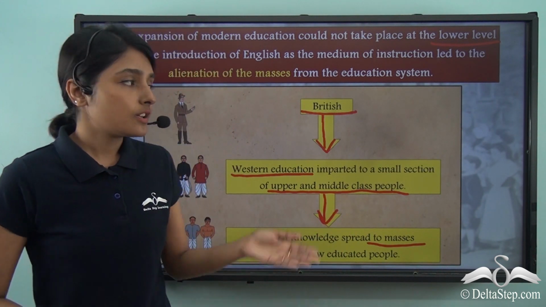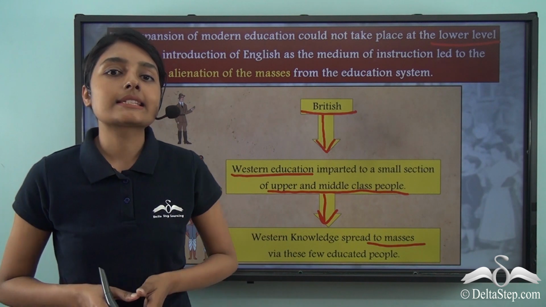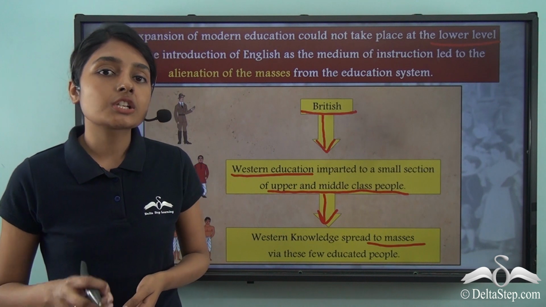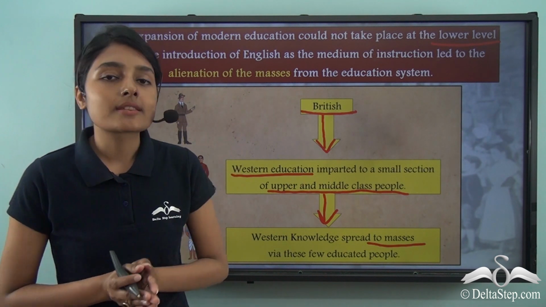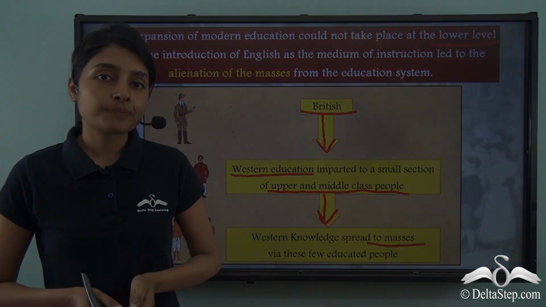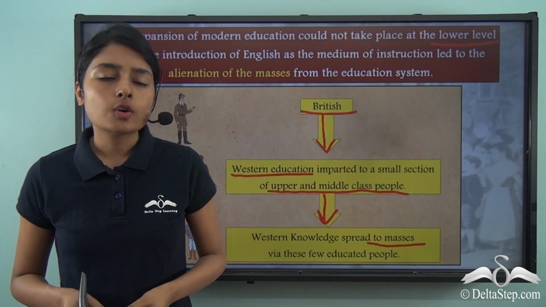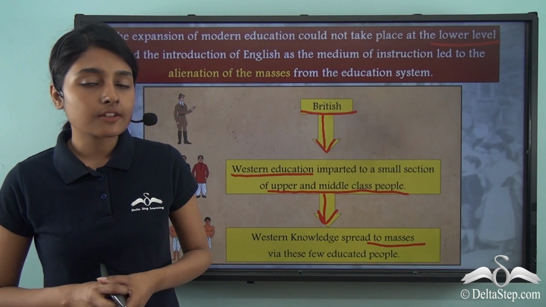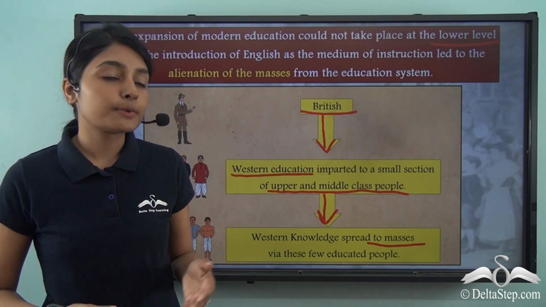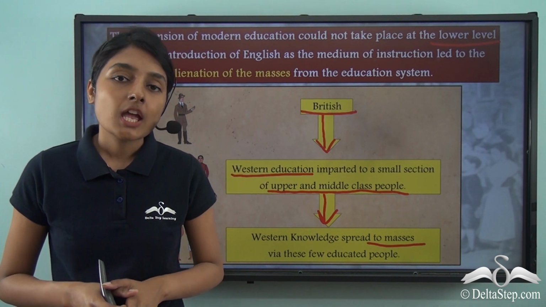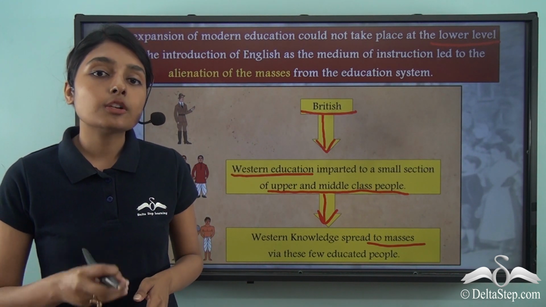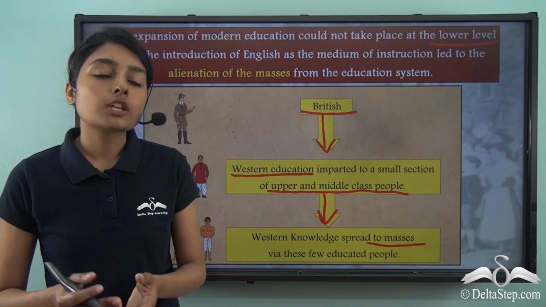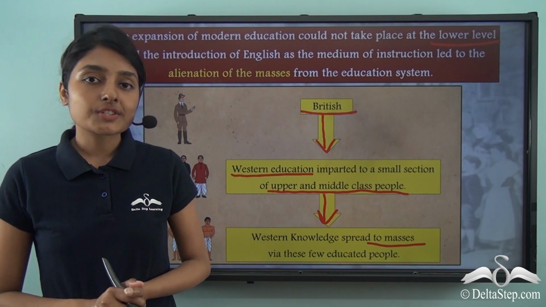But it was not very smooth and efficient as it seems here, because this spread of Western education could not happen at the lowest level. Why is it so? Because those masses who were not very educated, not very well versed in the English language, were not able to grasp this modern Western education, which is why this Western education did not percolate down to the lowest rung or the lowest category of the society.